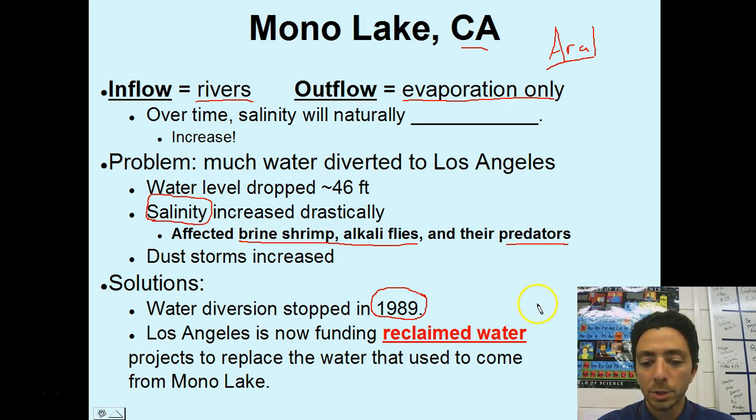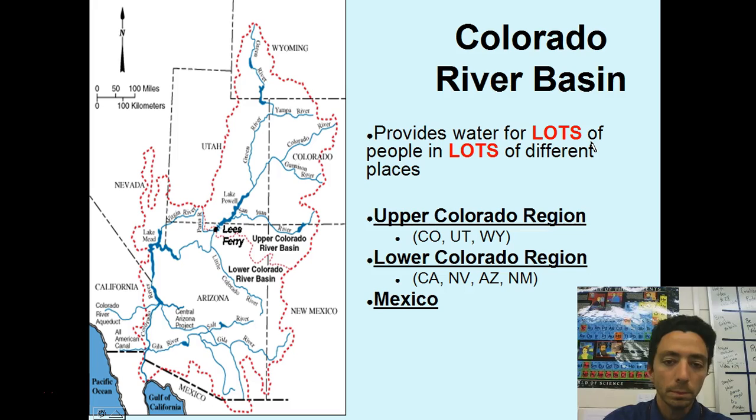A lot of the restoration comes from sending reclaimed water back, and so we're diverting a little bit less, but we've also created another inflow. And so this would be like water that lands on the concrete in the city of Los Angeles. Some of that gets sent back to Mono Lake, and that can help reduce the salinity because the more water we add, the less the salt concentration becomes.